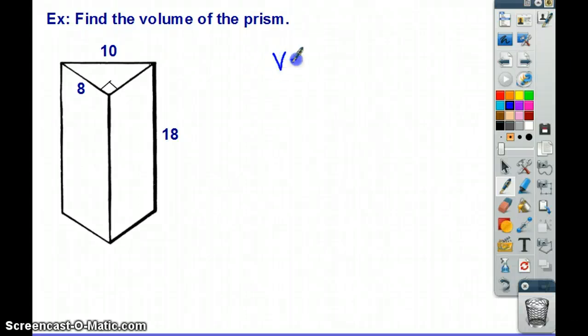I know to find the volume, I'm going to use this formula, area of the base times the height. Well, the base is a triangle, and it's a right triangle. And right triangles are the easiest type of triangles to work with because our base and our height are these two sides that are perpendicular to each other. We're just missing that side. How can we find that side?